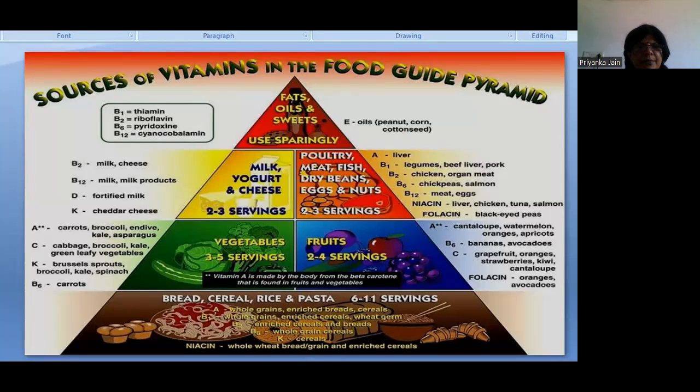Now, what are the sources of vitamins in the food diet? B1, B2 are in milk and cheese, B12 in milk products. A has very rich sources: carrots, broccoli, asparagus, seeds, cabbage, green leafy vegetables. And potassium, like sprouts, and B6 in carrots.